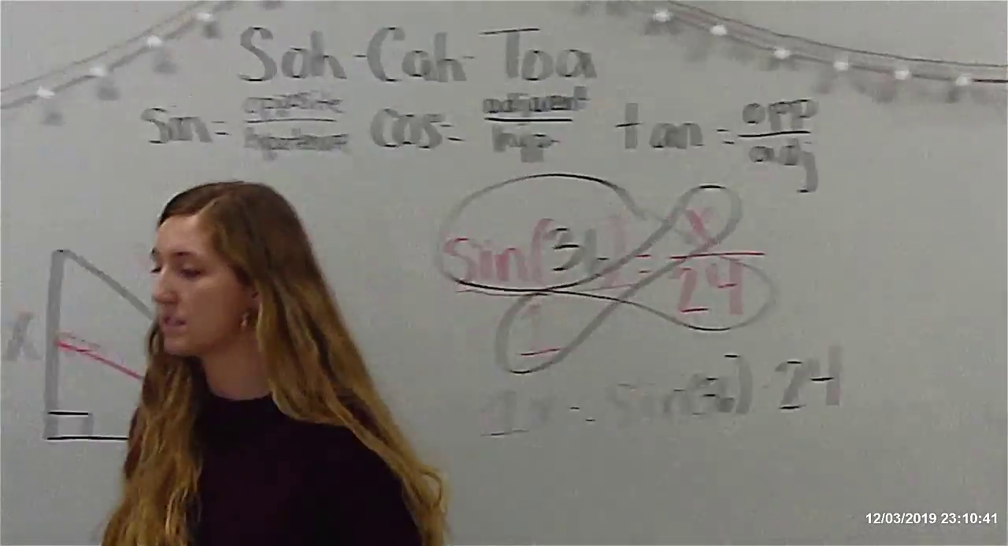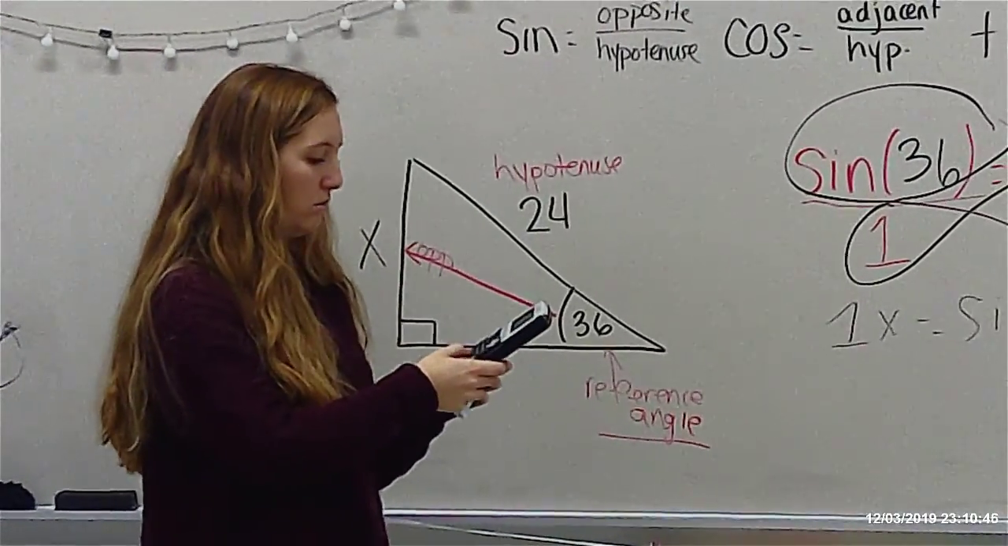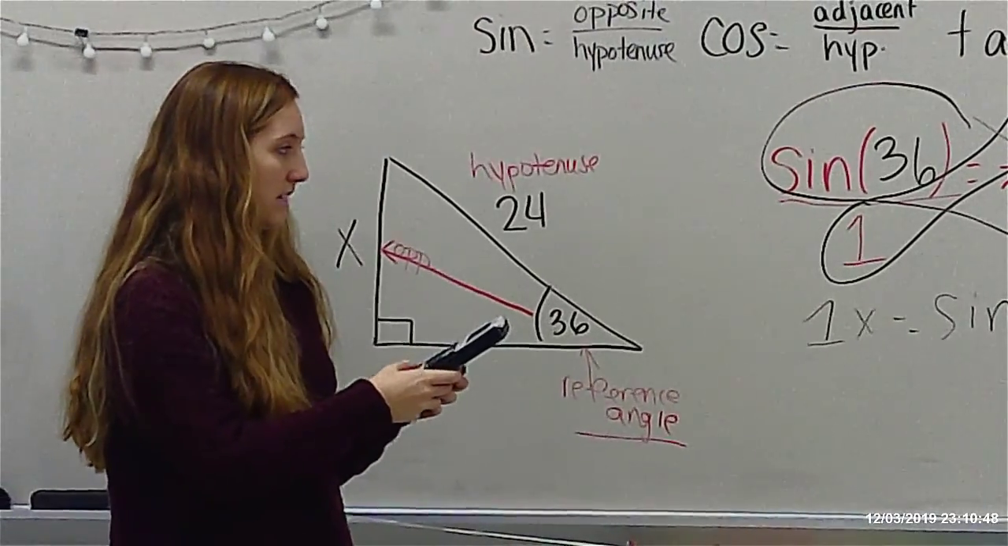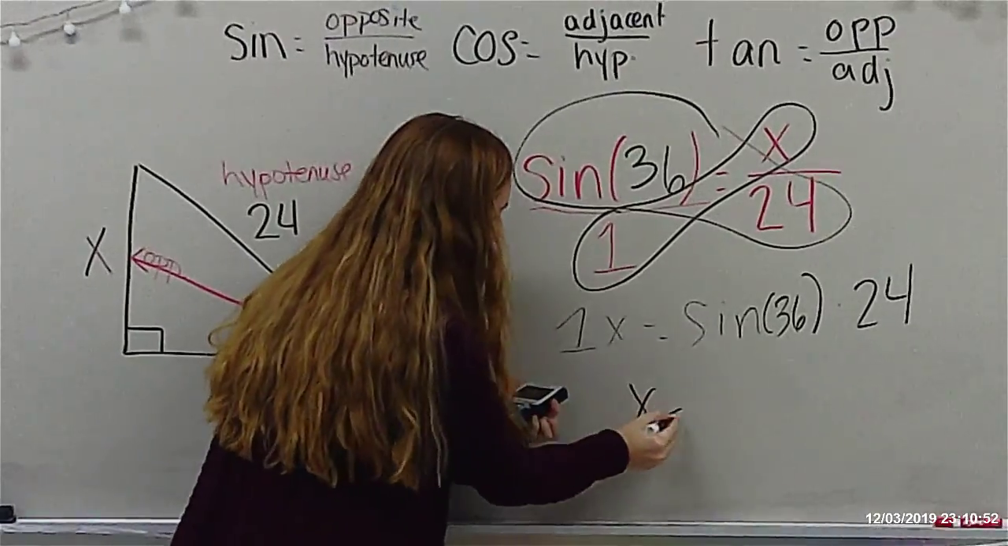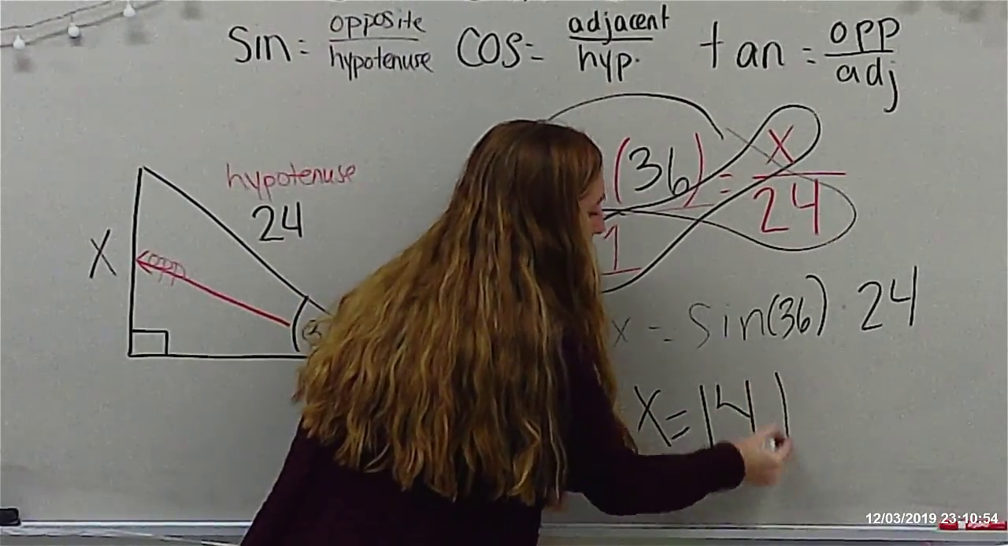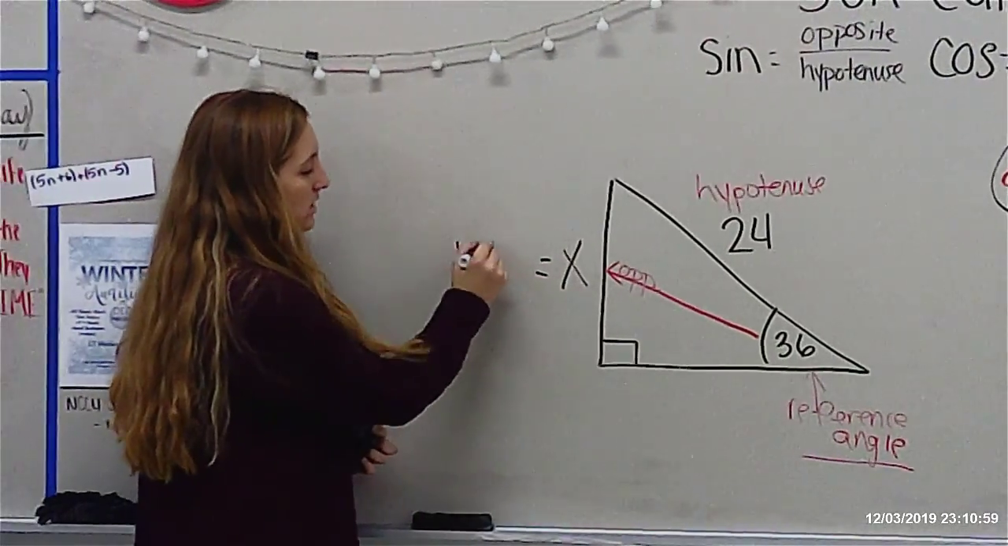And all I have to do is take my calculator, make sure that it is in degree mode, and do sine of 36 times 24. And it tells me that x is 14.1. Therefore, I know that this side is 14.1.